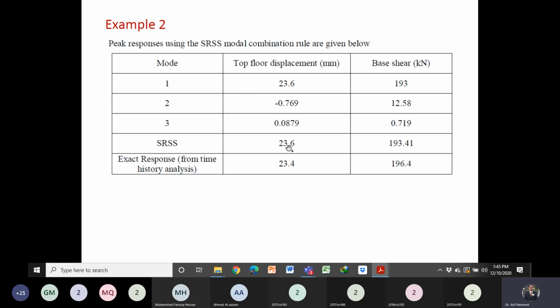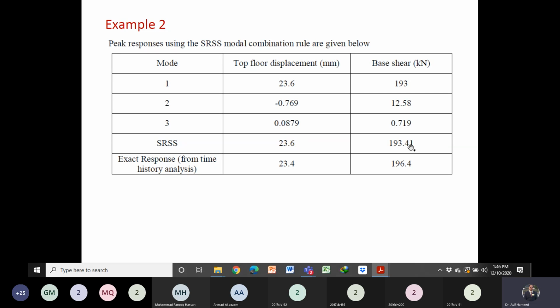So this is the absolute value. This is the displacement, actual displacement of the third floor because of the given loading. Similarly, we can use the square root of sum of square method, modal combination rules for the base shear, and we can calculate the total base shear at the structure.